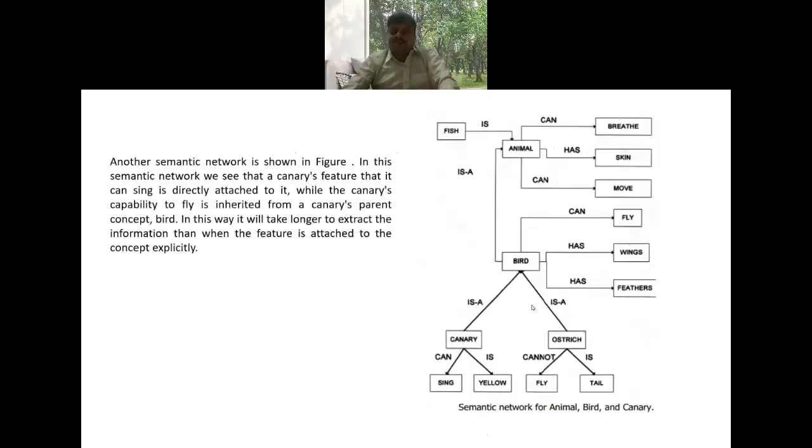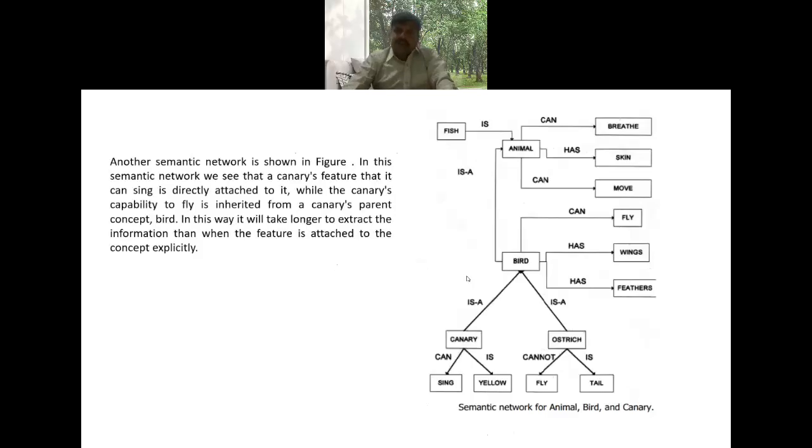This is the major advantage of the semantic network. So we can embed all the knowledge associated in different ways. Different attributes can be embedded into a single picture. Okay, it is a semantic network for animal, bird, and canary or ostrich. Clear? So that is described here.